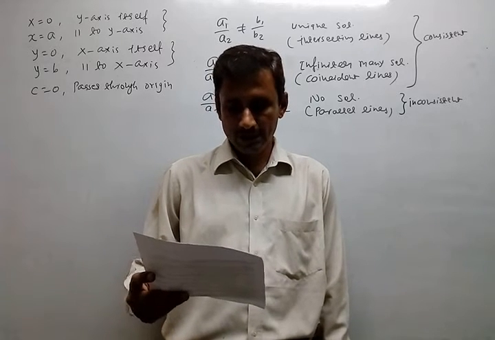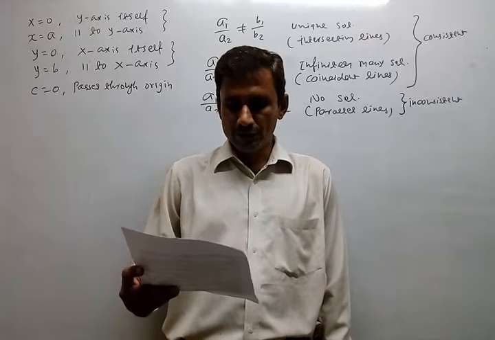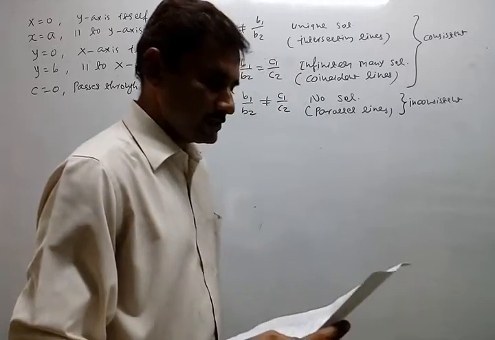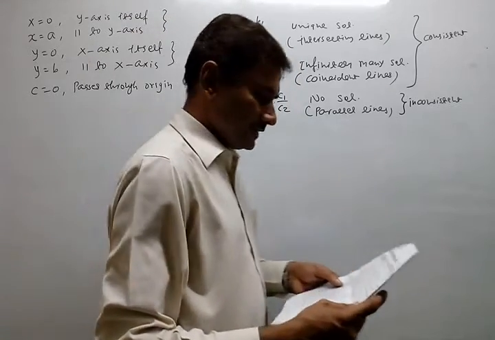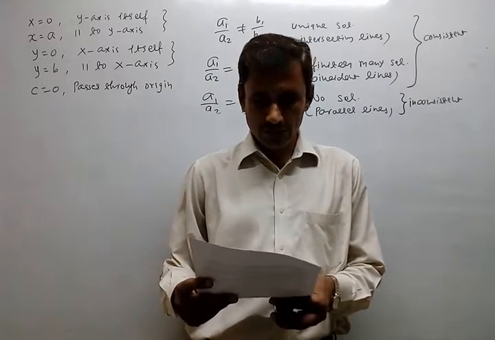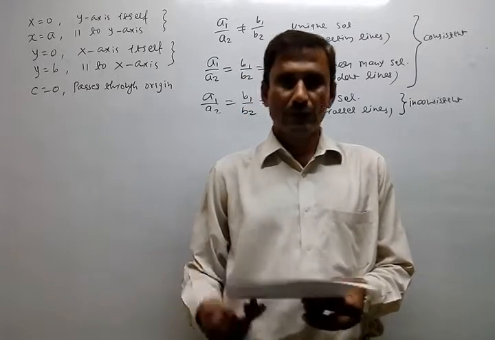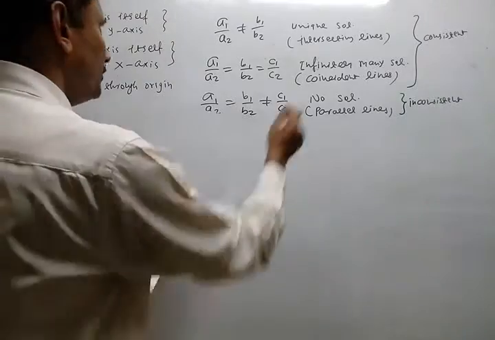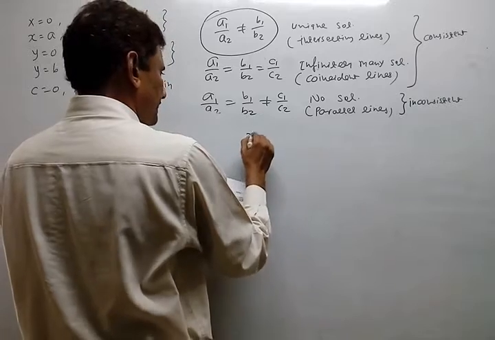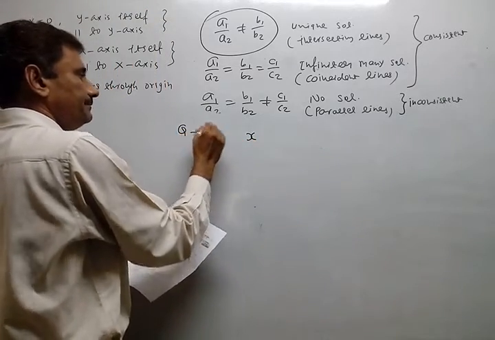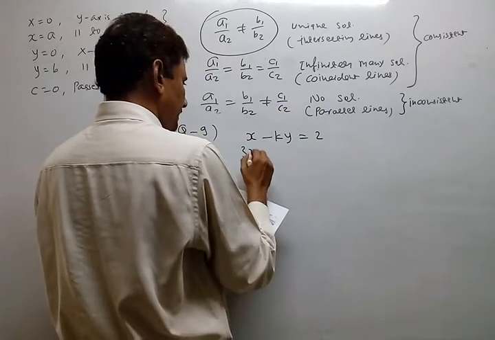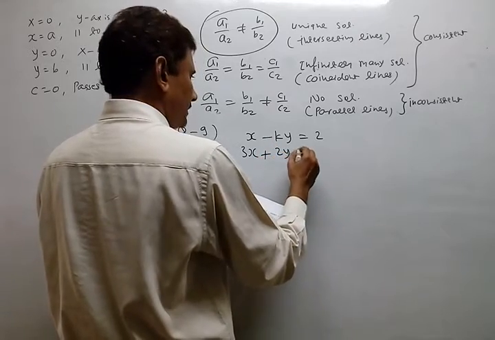Number 9 was not given in homework and not explained here, so right now we concentrate on question number 9. x minus ky equal to 2 and 3x plus 2y equal to minus 5 has a unique solution. Then what should be there? Understand, the unique solution condition is there, so we use this. First of all, write both equations: x minus ky equal to 2, 3x plus 2y equal to minus 5.